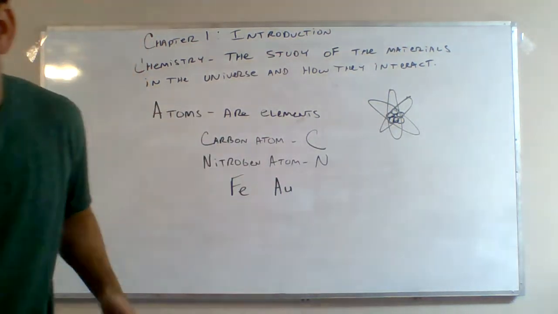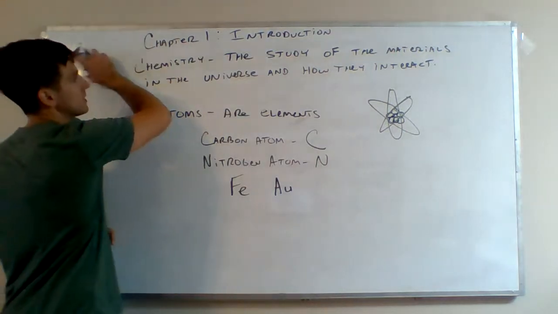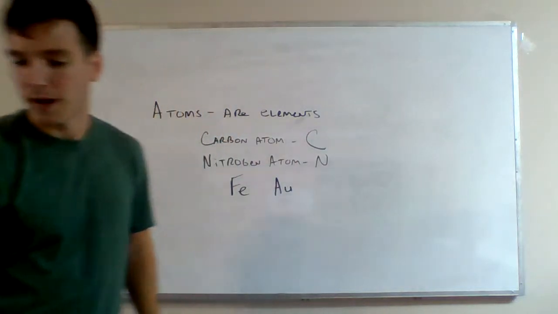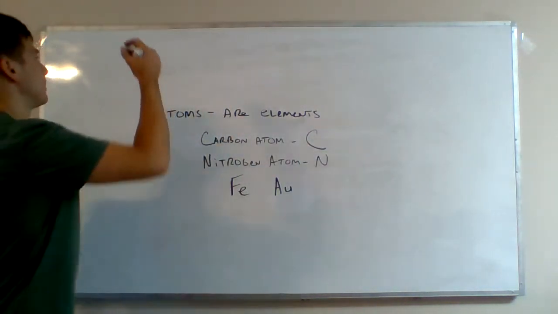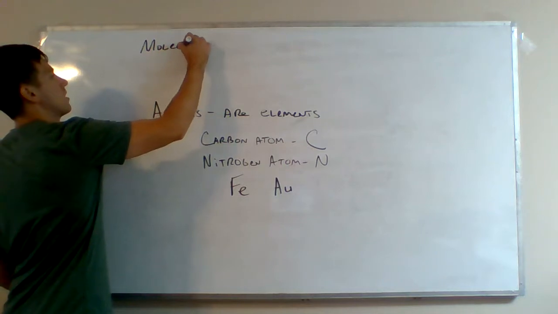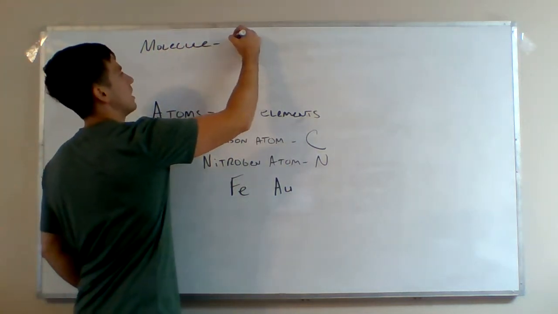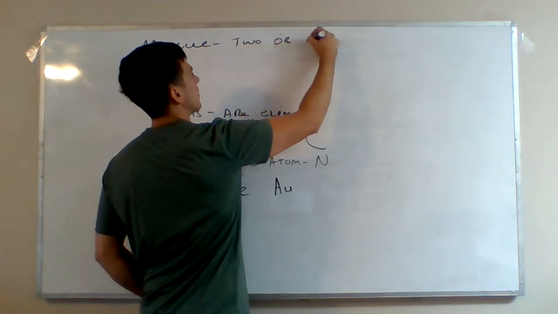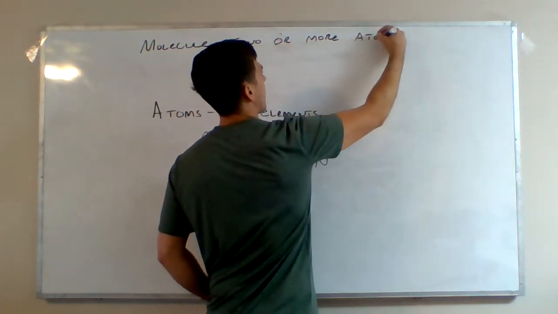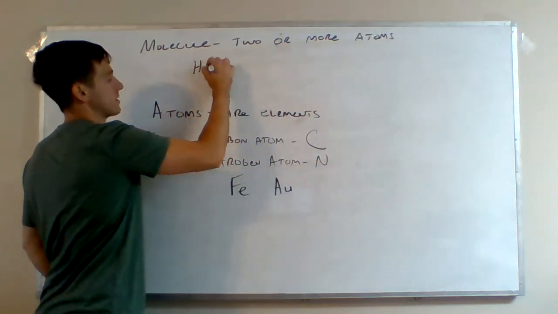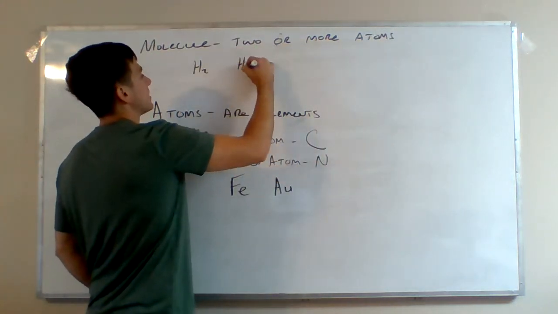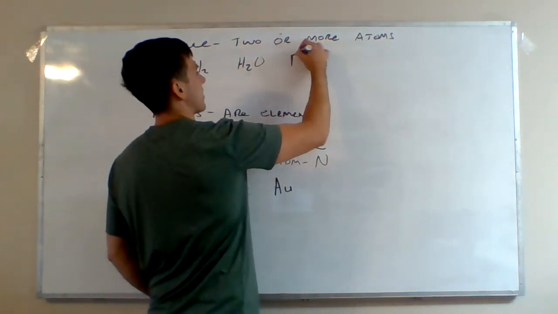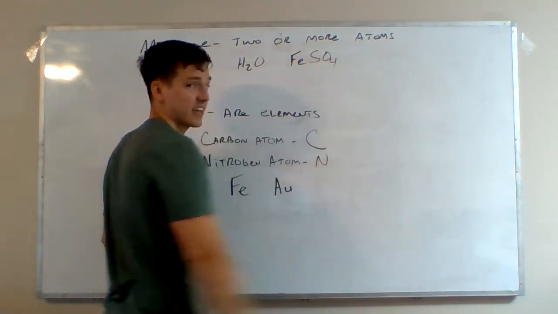All right, so let's talk about the next thing, when we combine those atoms, okay? When we combine those atoms, we could call them a molecule, okay? Molecule, two or more atoms. Okay, things like H2, that's a hydrogen molecule. You got H2O, that's a water molecule or compound. You got things like iron 2 sulfate, that's a compound, okay?